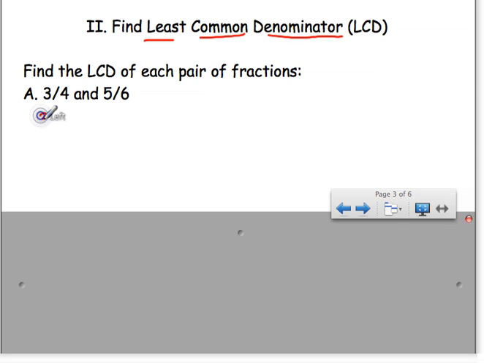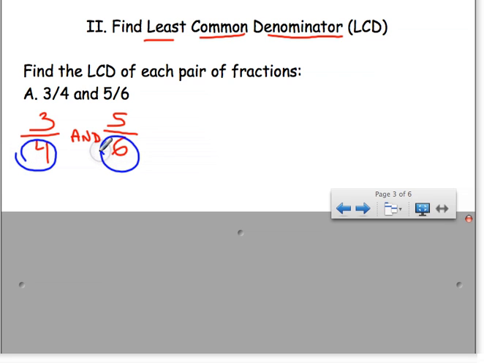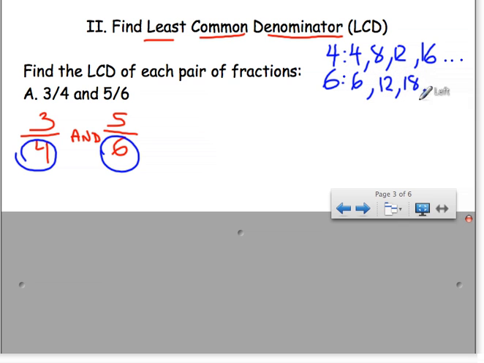So I'll rewrite the fractions. I have this fraction 3/4 and 5/6. I'm going to want to find the least common denominator, which means the smallest denominator that these two fractions have in common. So there's 2 ways that I've seen a lot of students do this. One is just to list out the multiples of 4 and 6 until I find what they have in common. So that would be 4, 8, 12, 16. And then 6, 12, 18, 24.